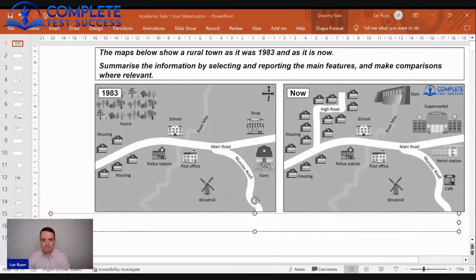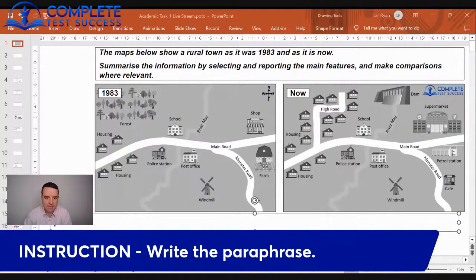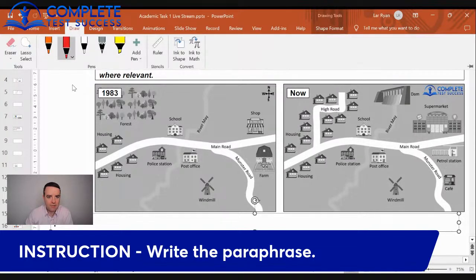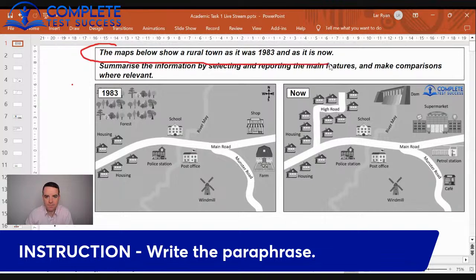Thank you very much. Okay, so the first task for us today is to write the paraphrase. Every single IELTS question, every single IELTS essay will begin with paraphrasing. So just in case you're not completely sure about what that means, basically we take this bit at the top, this little bit of text here: the maps below show a rural town as it was in 1983 and as it is now. You take that bit of information and you rewrite that in your own words. So that's what it means to write the paraphrase.